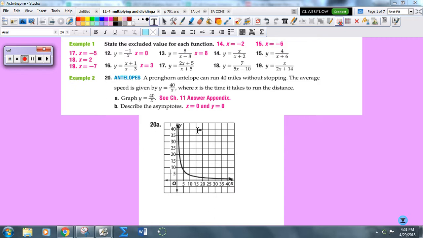So here are the homework answers from last night's. Remember, in order for it to be an excluded value, it has to make the denominator 0. So in this case, the denominator is x minus 3. Therefore, x equals 3 will make that 0.